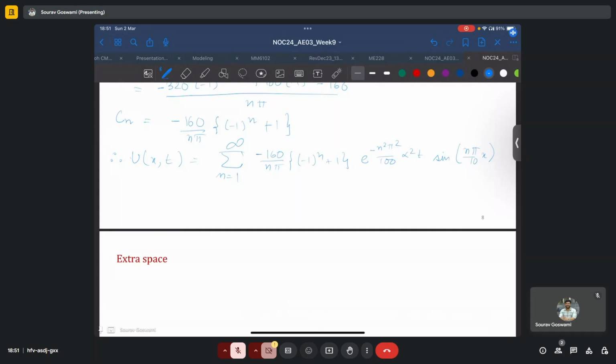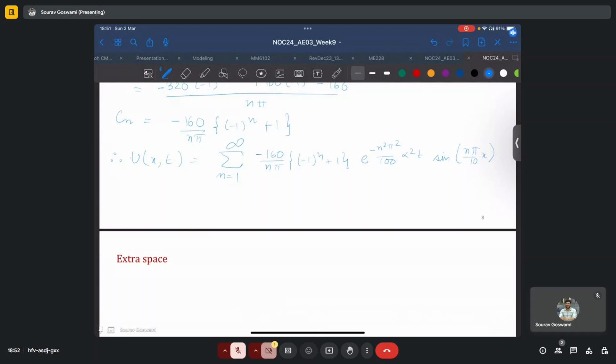So the final solution is u of x comma t equal to the sum of only even n, and if I supply 2 here, this becomes minus 320 by n pi e power minus n square pi square by 100 alpha t times sine n pi by 10 x.